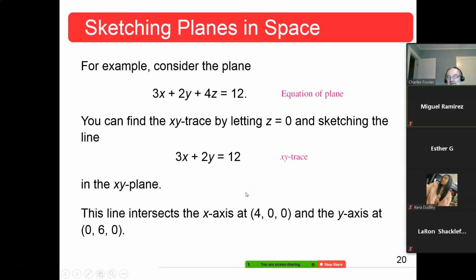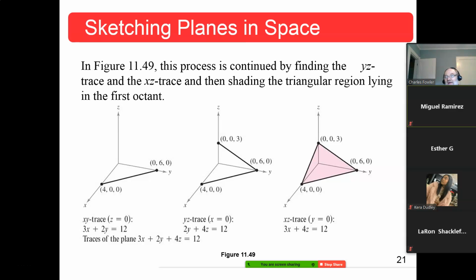So all right, so here's what we got. In this figure, that process is continued by finding the YZ trace and the XZ trace, and then shading the triangular region lying in the first octant. Okay, first octant, we don't number all the octants, but the first octant is where x is positive, y is positive, and z is positive.